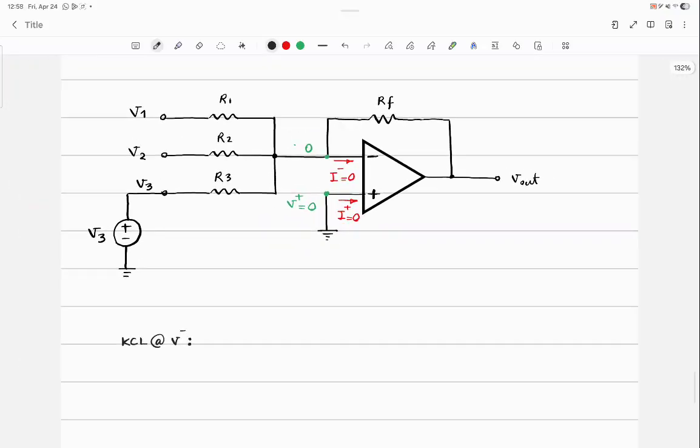Okay, I'm going to write KCL at V negative. So what current is coming from the left? I have (V1 minus 0) divided by R1 plus (V2 minus 0) divided by R2 plus (V3 minus 0) divided by R3. These are the currents coming from the left. And where does the current go? Through RF. So it should be equal to (0 minus V out) divided by RF.